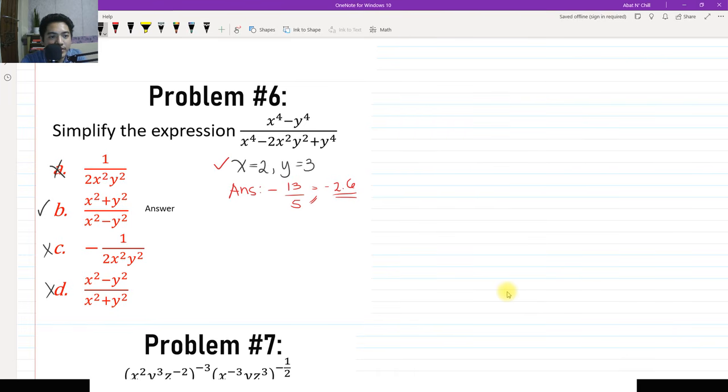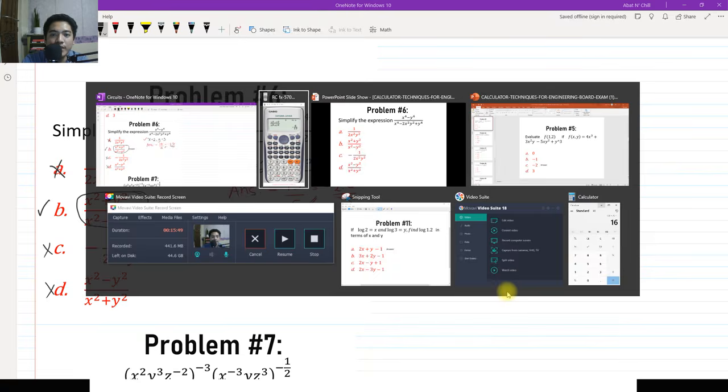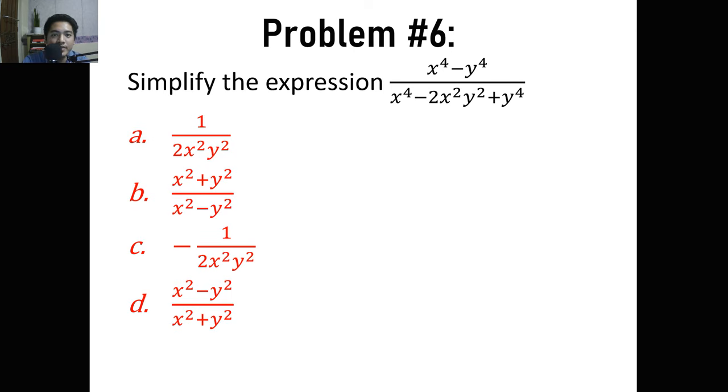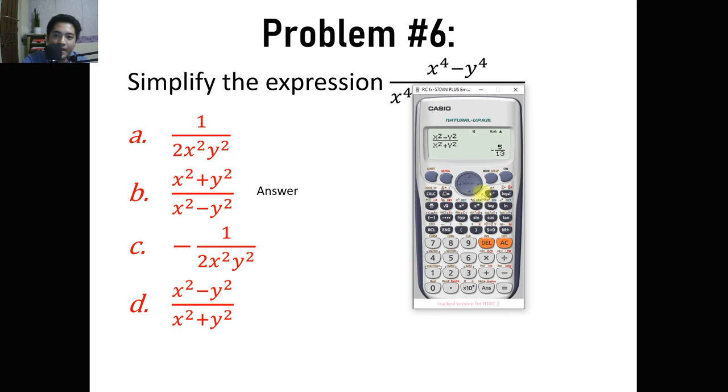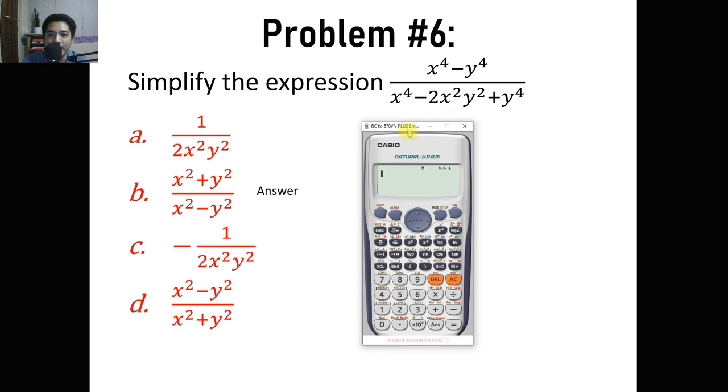The correct answer, since it equals negative 2.6, should be letter B. So the answer here should be letter B. I hope you're learning.